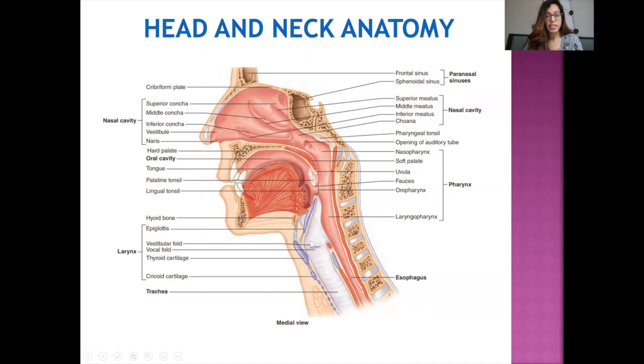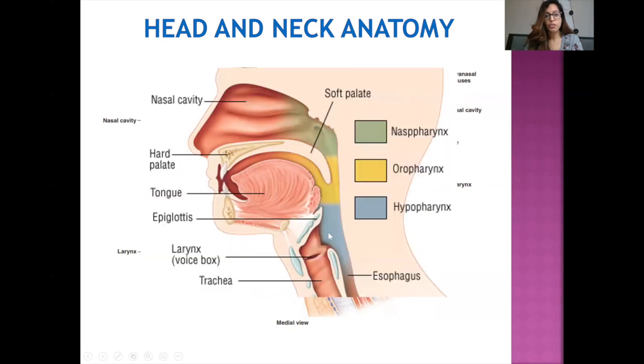The larynx, you can see, is designated differently as in this diagram. And so just to simplify, again, there are these regions of the pharynx: the nasopharynx in green, the oropharynx in yellow, and the hypopharynx or the laryngopharynx in blue.